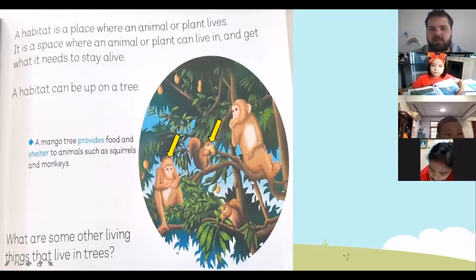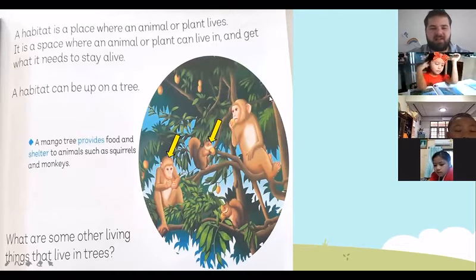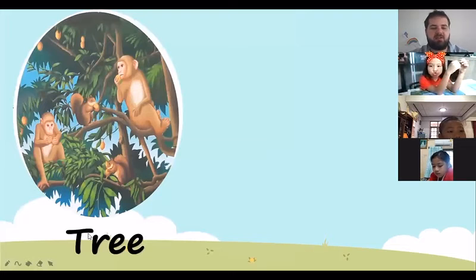What other animals live in the trees? Who can tell me? What other animals live in a tree? Squirrel. Yes. What else? Where do birds live? Does a bird live in a tree? A bird does live in a tree. Okay. So this is our tree habitat. So one more time, what habitat is this? Tree.